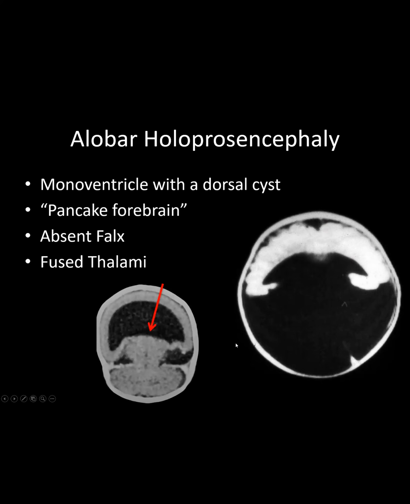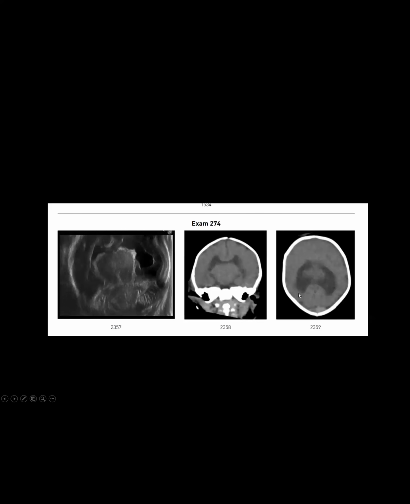And that's the case that you took in the beginning. So this is an example from your right exam kind of showing this. If you look, there's kind of this weird looking, funny looking ventricle in the midline, and there's fused thalami. So this would be an example of holoprosencephaly.